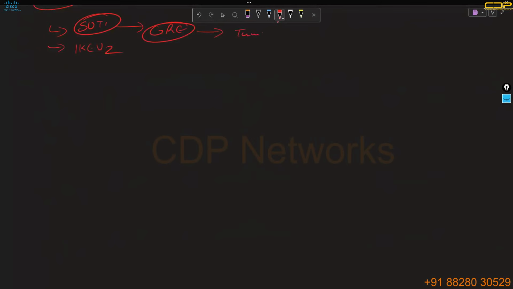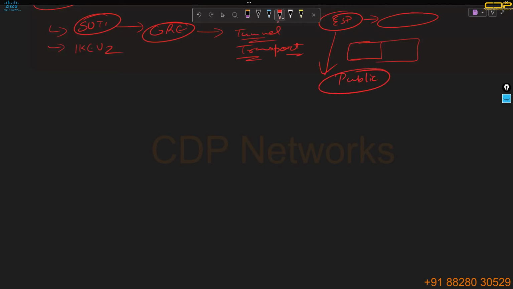We have two types of modes in IPsec, tunnel and transport. If you look at the packets properly, you will not be able to see the inner packets because ESP encapsulates every packet. We will just be able to see the public IPs, or we can say the outer headers. But whenever we have a duplicacy of outer headers, then we use transport mode. What will this transport mode do? It will analyze the packet, and it will see if there is a duplicacy of outer headers.